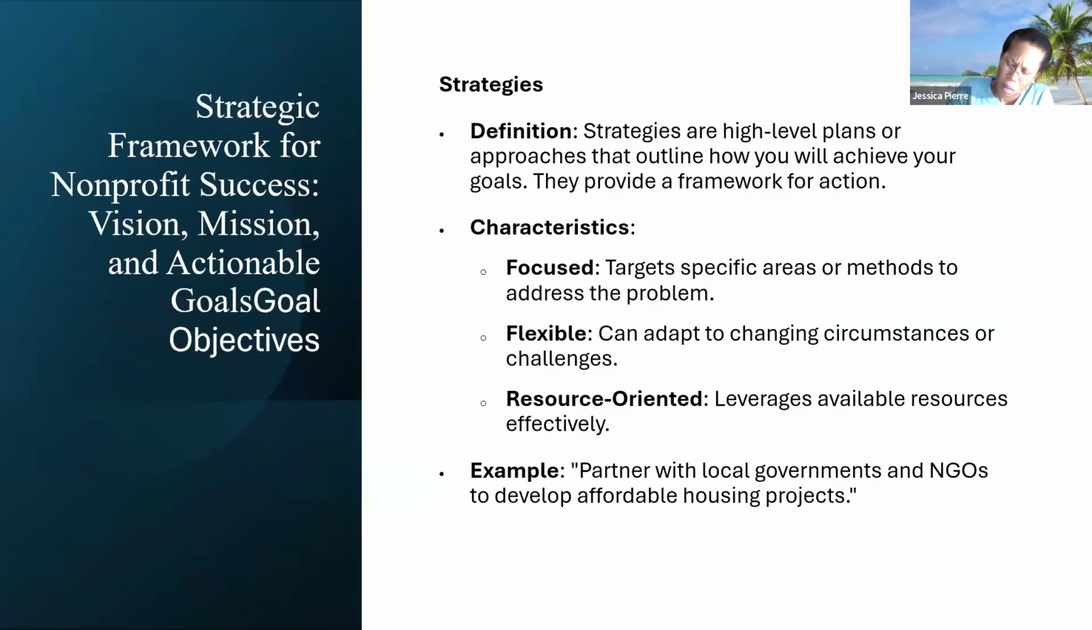Objectives? No, oh, strategies, sorry. Yeah, strategies. Strategies are high-level plans or approaches that outline how you will achieve your goals. They provide a framework for action. Characteristics: focused, target specific areas or methods to address the problem; flexible, can adapt to changing circumstances or challenges; resource-oriented, leverages available resources effectively. Example, partner with local governments and NGOs to develop affordable housing projects.